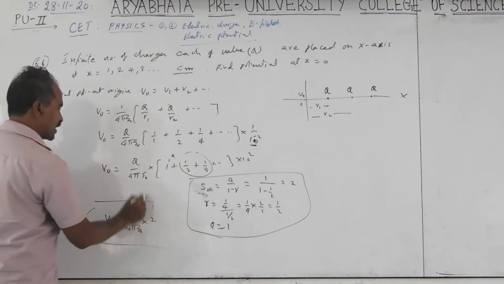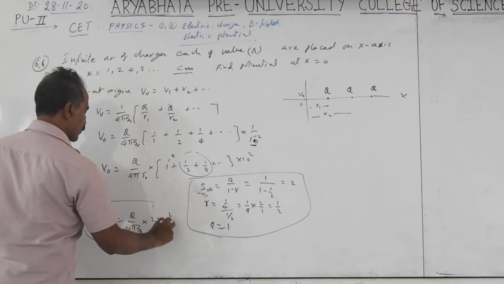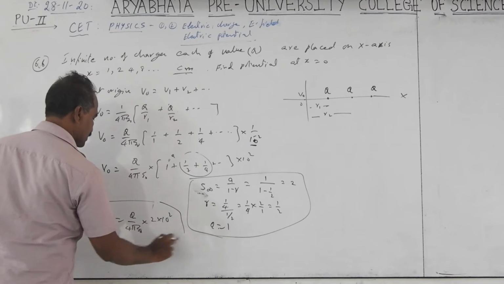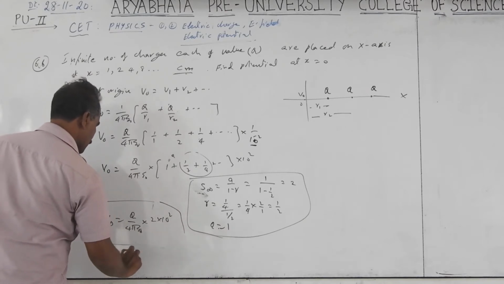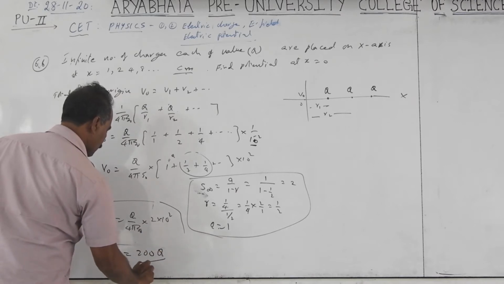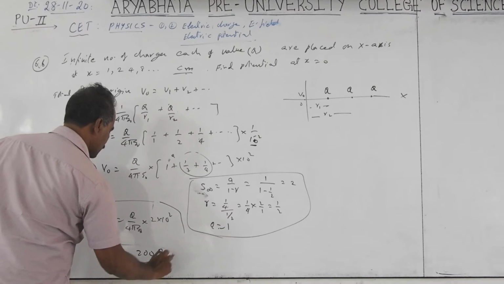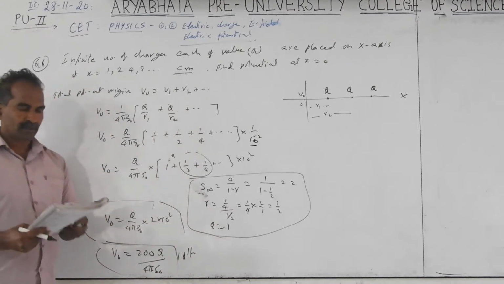So we will get 2Q into 10 to the power of 2 volts, meaning 200 we can take also. So V naught at the center is equal to 200 Q by 4 pi epsilon naught volts. That is the answer.